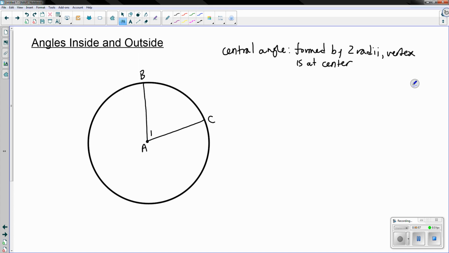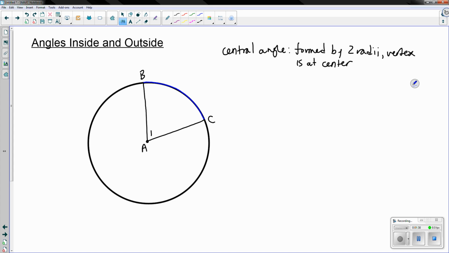What do we mean by intercepted arc? When we extend the radius from A to B or from A to C, there is an arc that we can connect from B to C, and that is what we call the intercepted arc for angle 1. The measure of the arc is equal to the measure of the central angle. You can think of it as the percentage of the full revolution accounted for by angle 1 being equivalent to the percentage of the full circumference accounted for by arc BC, which is why they're equivalent in measure.